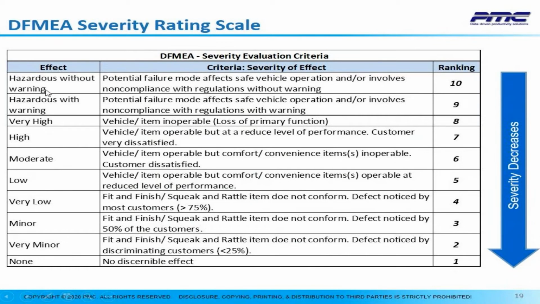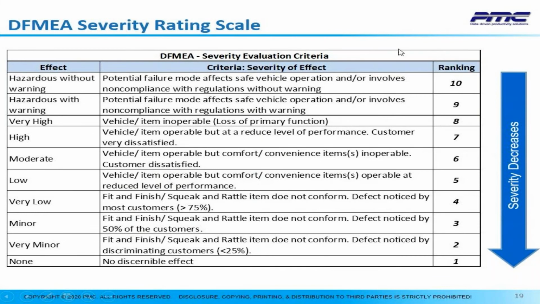If you look at the top, it says hazardous without warning. The effect here: the potential failure mode affects safe vehicle operation and or involves non-compliance with regulation without warning. That's 10. And 9 is the same, but at this time you have the ability to at least get a warning. So it's 9. The effect is very high when the vehicle or item is inoperable, loss of primary function. So that's 8.